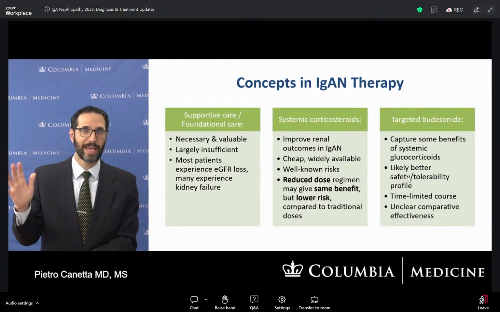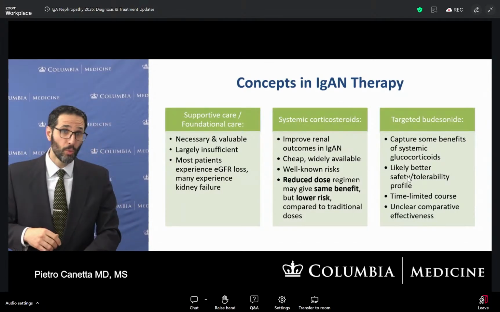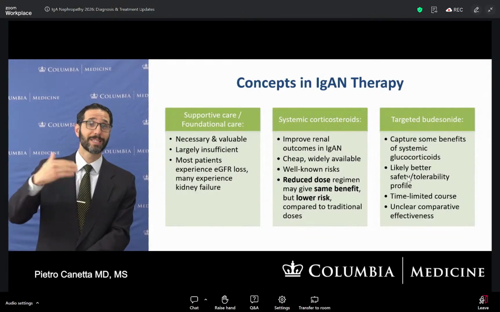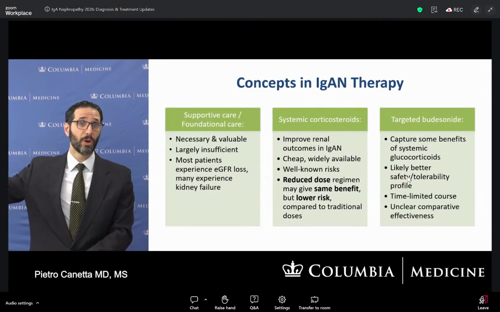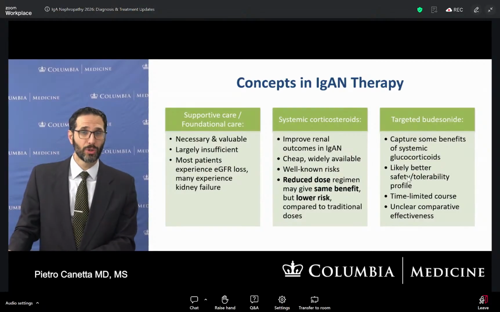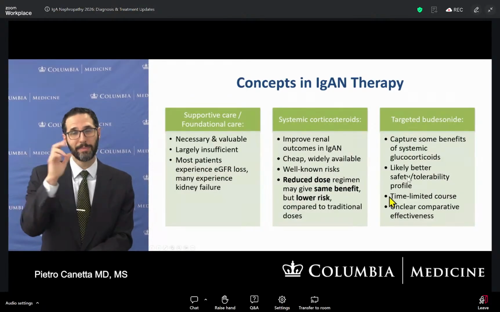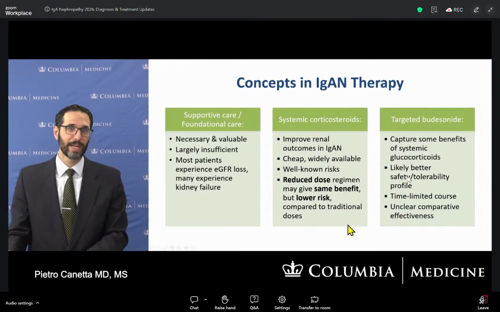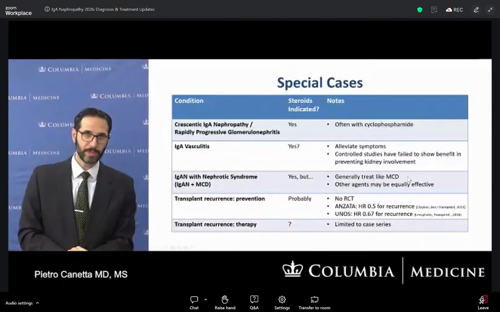That's a nice advantage to, say, a young woman who wants to get pregnant, who says, can you treat me with something for 6 or 9 months? Get me in better shape, then I want to be able to get pregnant and not be on drugs. So there are patients where that time-limited course is really attractive. We don't know comparatively the effectiveness between these two, unfortunately.